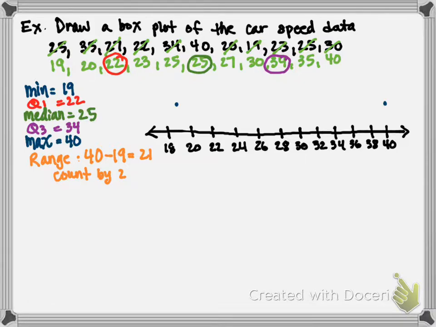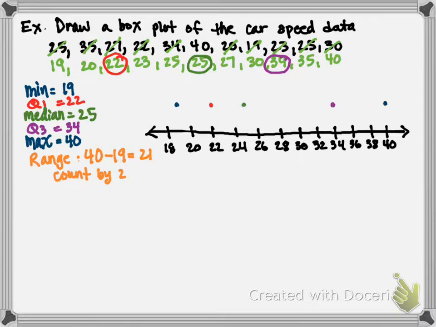Quartile 1 is at 22. And the median is going to be at 25, so halfway between 24 and 26. We've got quartile 3 at 34. Okay, I'm going to beef up these dots just a little bit. It's a little tricky on the iPad.